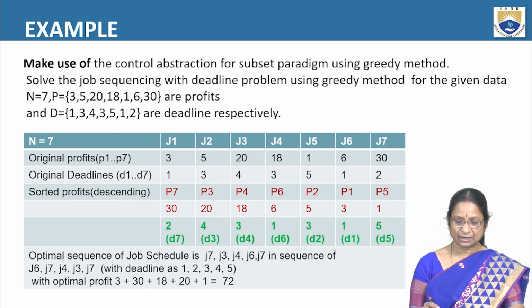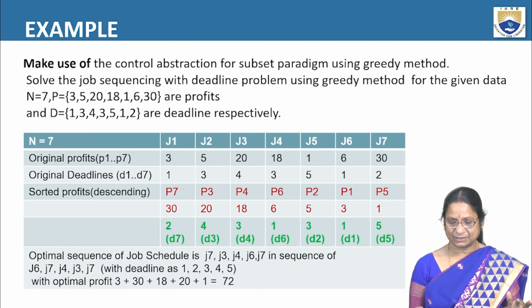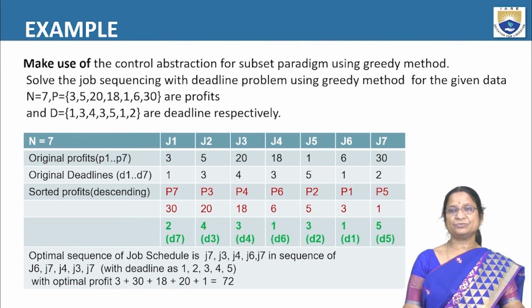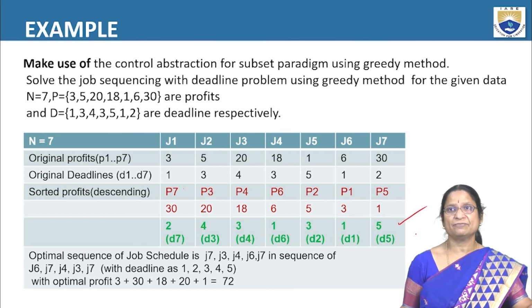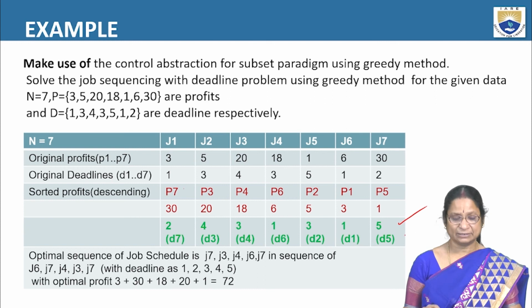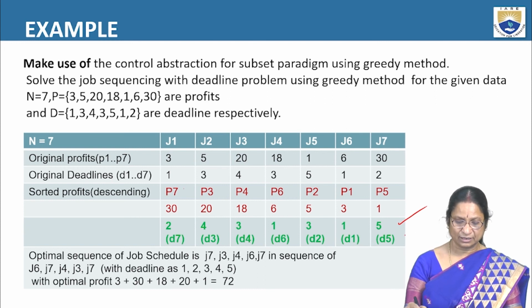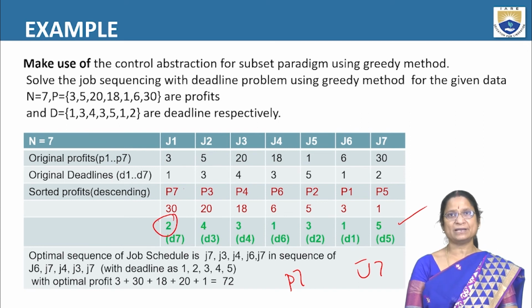When we are considering the highest profit, what is the maximum deadline we are having? 5. So the fifth job can be arranged. The fifth job can be submitted with D5 as a delay of 5. So there are various delays: 1 delay, 2 delay, 3 delay, 4 delay, 5 delays also. But in which order it has to be submitted, we will consider. The order is different, but the maximum profit is 30. So 30 means P7. P7 means J7 must be added. What is the delay? 2. So it may be sent as a first job or a second job.